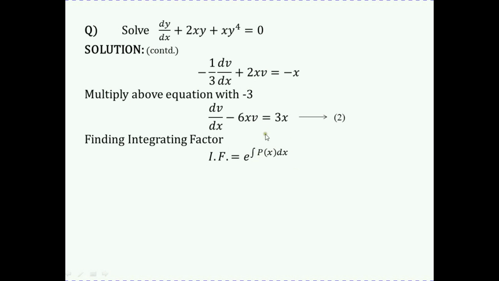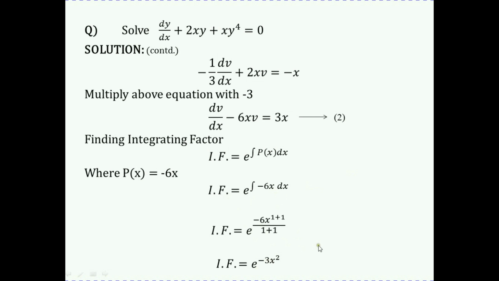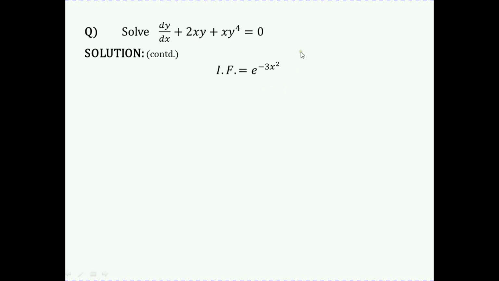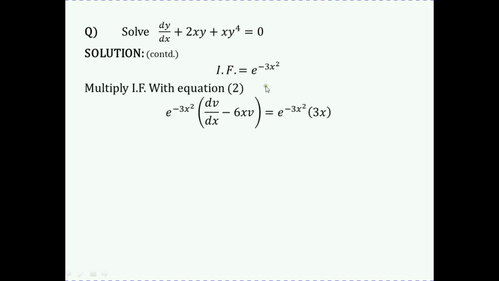Here the function of x is the function which is multiplying with v or y. So our integrating factor becomes e raised to the power of the integral of negative 6x, which becomes e raised to the power negative 3x squared. Now we need to multiply our integrating factor with our equation 2. So equation 2 becomes e raised to the power negative 3x squared times dv over dx minus 6 e raised to the power negative 3x squared times x times v equals 3 e raised to the power negative 3x squared times x.